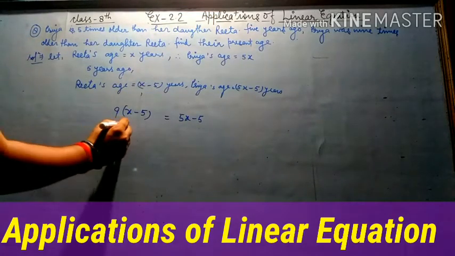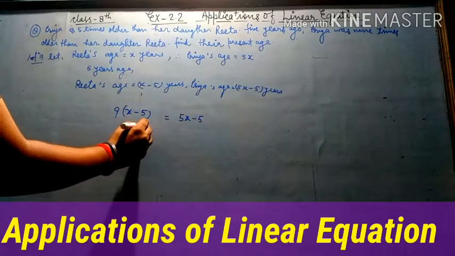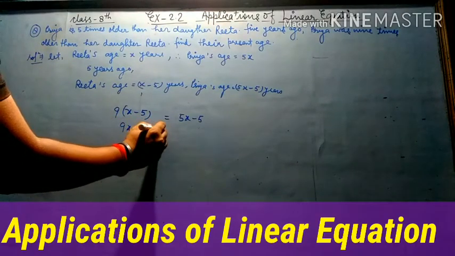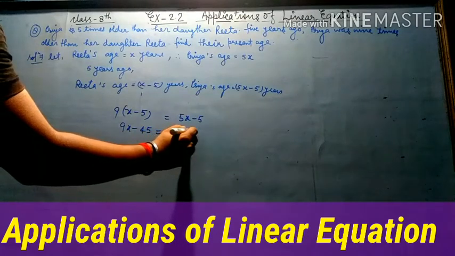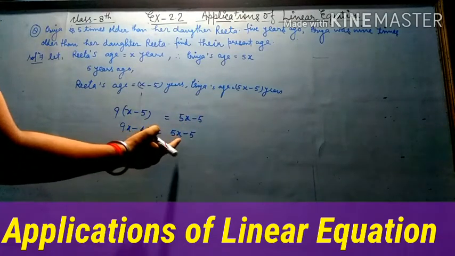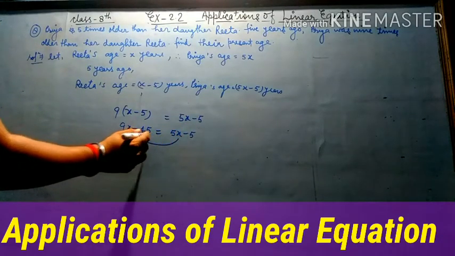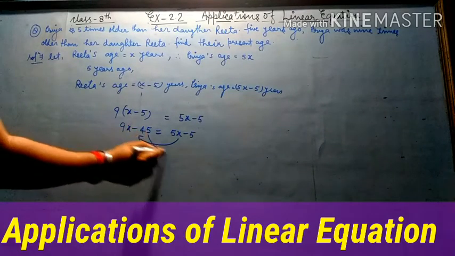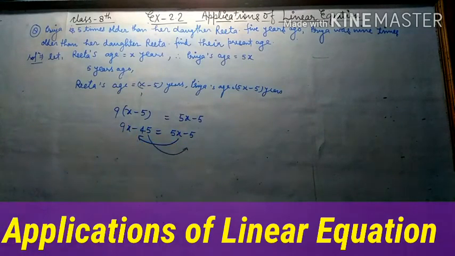So 9x minus 9 times 5 is 45. Here 5x minus 5. We will send the 5x to the left side and 45 to the right side.